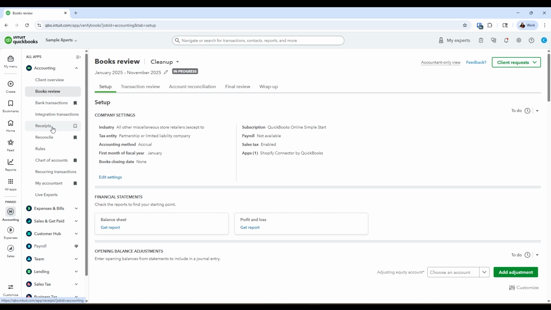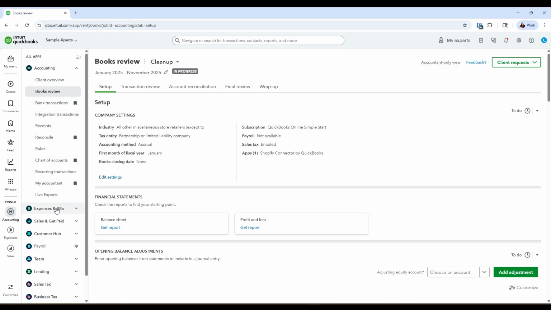Receipts, where you can see your receipts that you have added before or add receipts. Reconciliation tab, rules, chart of accounts. That's where you see all your accounts and make corrections if necessary to your chart of accounts. Recurring transactions, my accountant, where you share documents with your accountants, and Live Expert as well. So for QuickBooks, for those of you who use Live Experts.